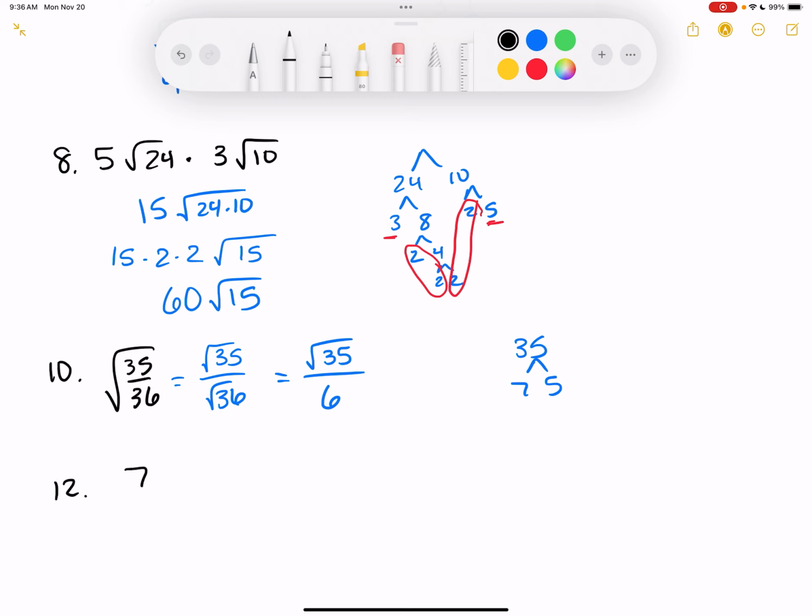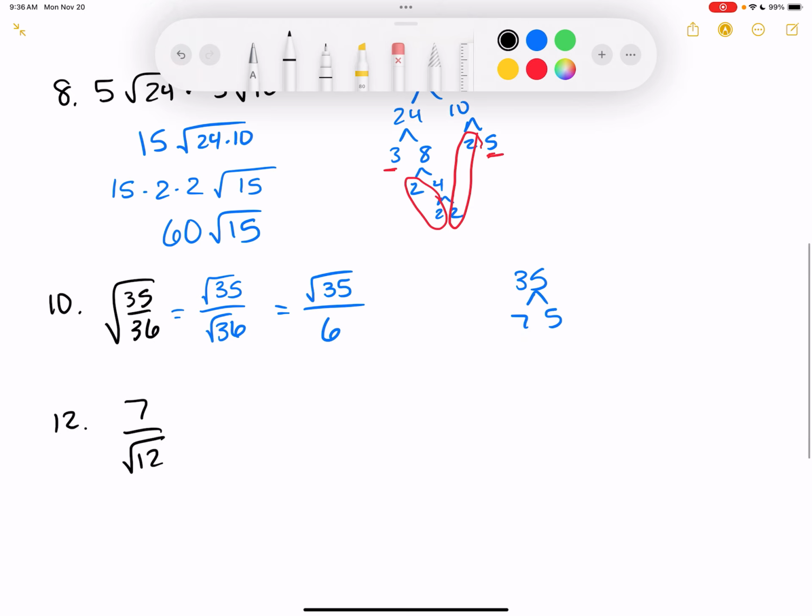(12) 7 over the square root of 12. So first thing, always see if there's anything we can factor out. Because again, I've got a square root on the bottom, which I know is going to ultimately be an issue. But 12 can break into what? 6 and 2. 6 breaks into 3 and 2. So I have a set of 2's that'll come out. So that leaves me with 7 over 2 square root of 3.